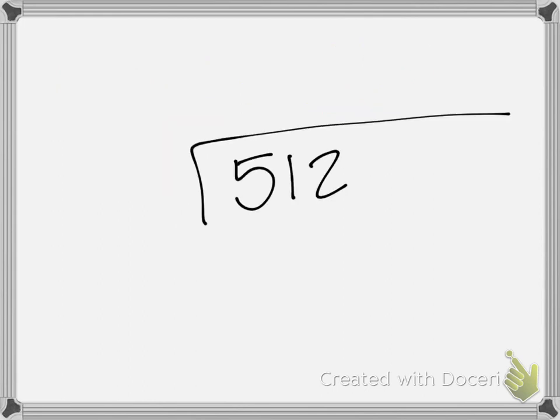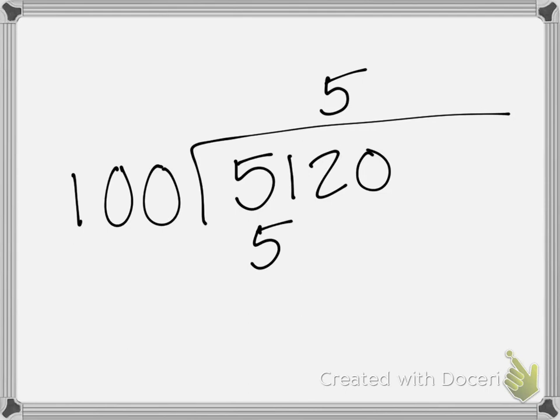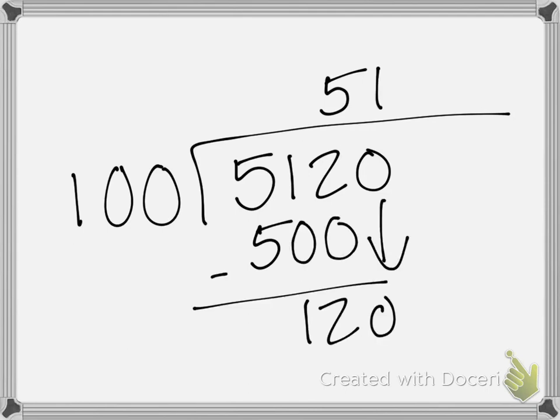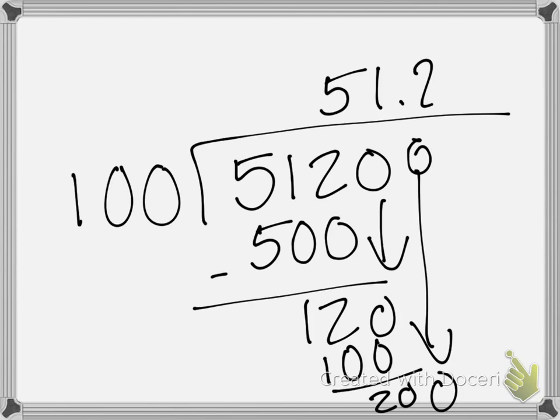We could put our dividend inside and then we could do long division, which is quite frankly a little bit annoying. But there we go. It's 51.2. But there's one other way that we can do it.